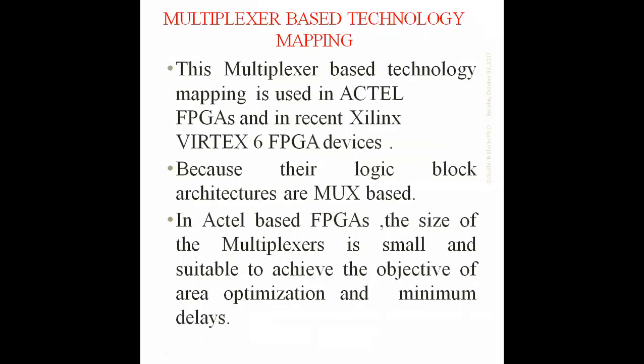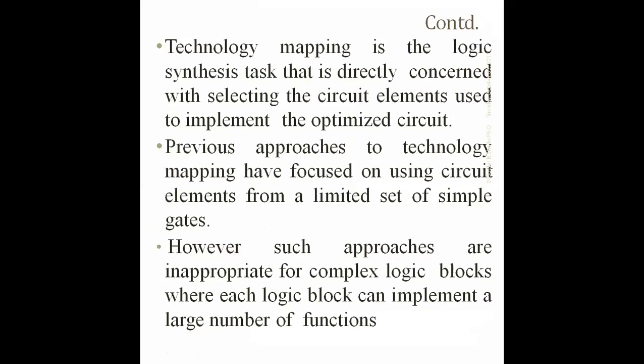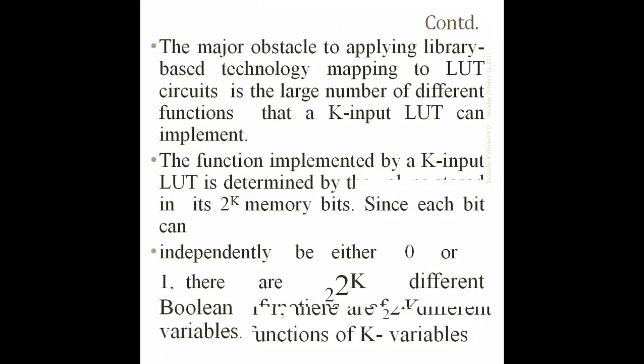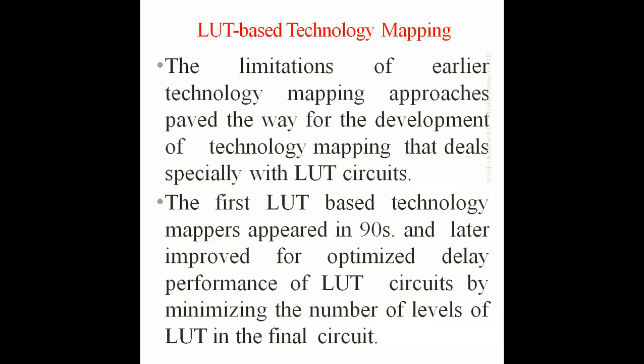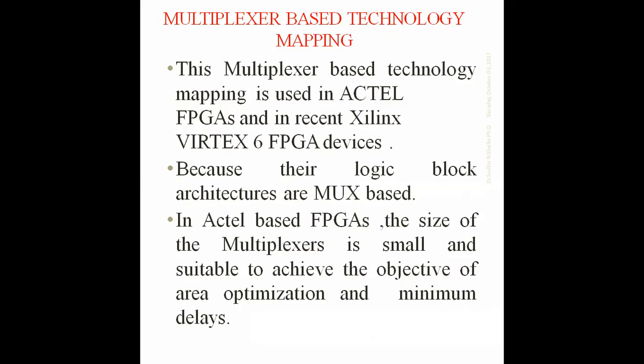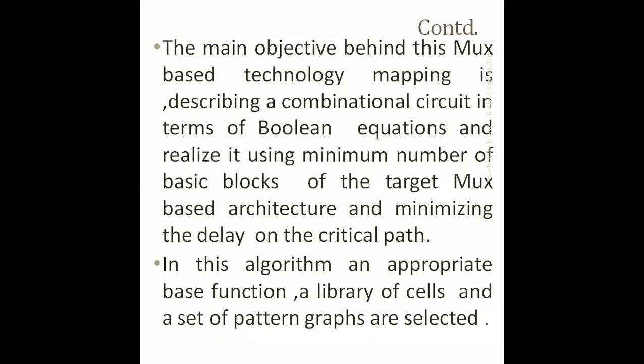Finally, the third type is called multiplexer based technology mapping. There are 3 mapping technologies in the FPGA: one is library based technology, second is LUT based, lookup table based technology, and third is multiplexer based technology mapping. We'll go through these three things next class.